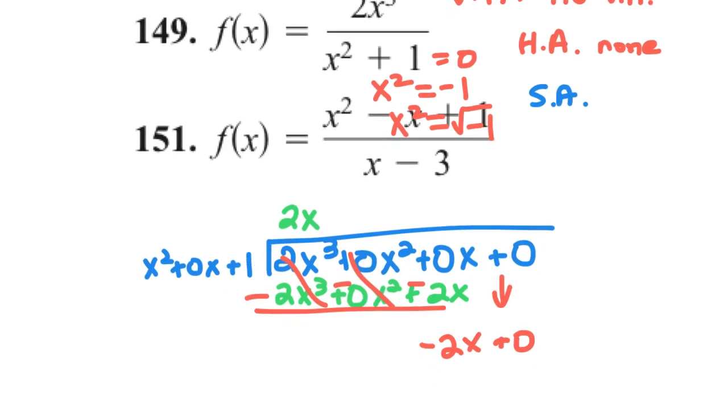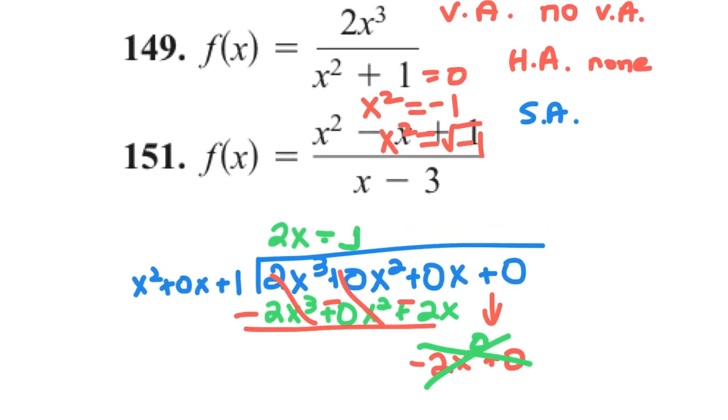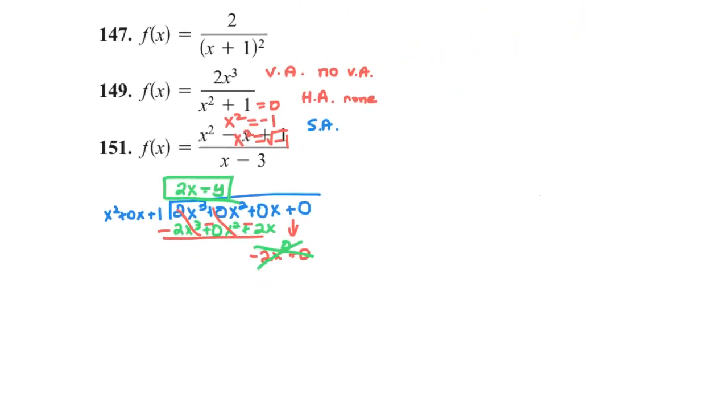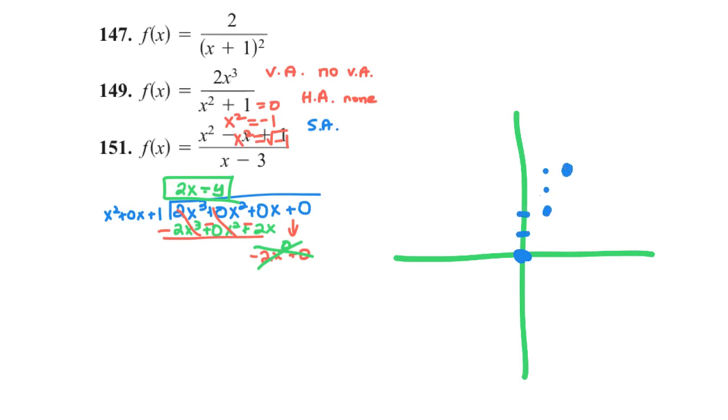plus 0. As soon as I get to the point that this exponent, which is a 1, is smaller than the one on the outside, I know that's my remainder. So this is my remainder, which with slant asymptotes I don't need, right? So I set this equal to y, and that's my slant asymptote. All right, so let's start thinking about what we have already. If I have y equals 2x, my b is 0, my slope is up 2 and over 1, up 2 and over 1. Do it as many times as you need.